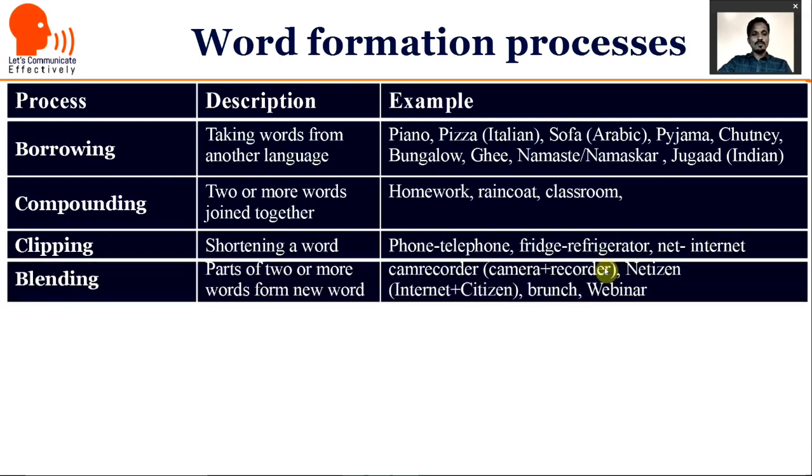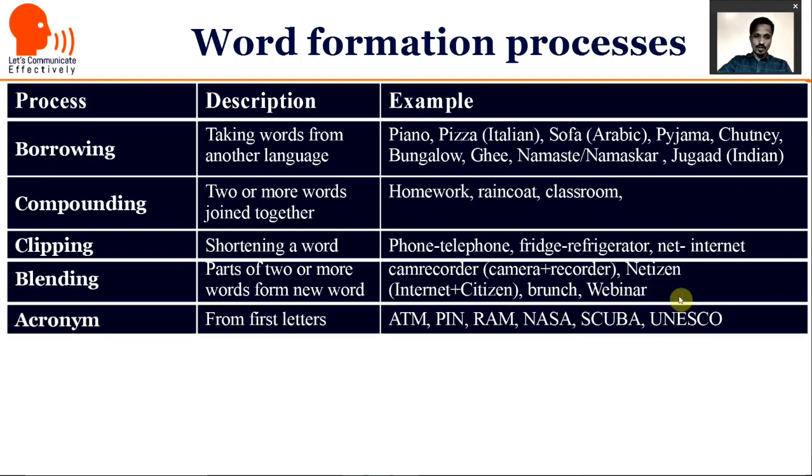The next is called blending, in which parts of 2 or more words form a new word. Like camera plus recorder, it becomes camcorder. So parts of 2 or more words form a new word. Like netizen, this is the combination of internet and citizen. In the same way, breakfast plus lunch becomes brunch. A meal which we take between breakfast and lunch is called brunch. Web and seminar, it is webinar, and so on.